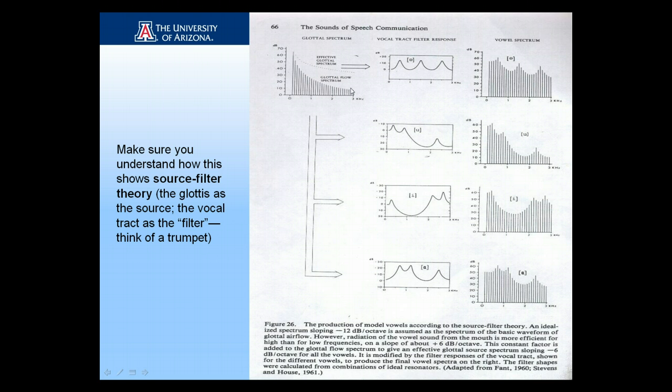Alright, so what happens when the sound created by the glottis goes through the vocal tract? Imagine your vocal tract as a tube with a lot of different configurations. An interesting, helpful way of thinking about the vocal tract is to think of it as a trumpet.